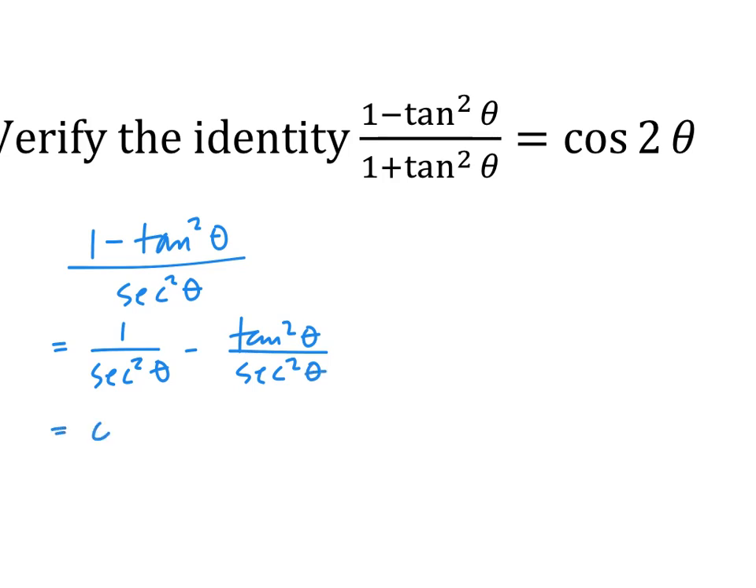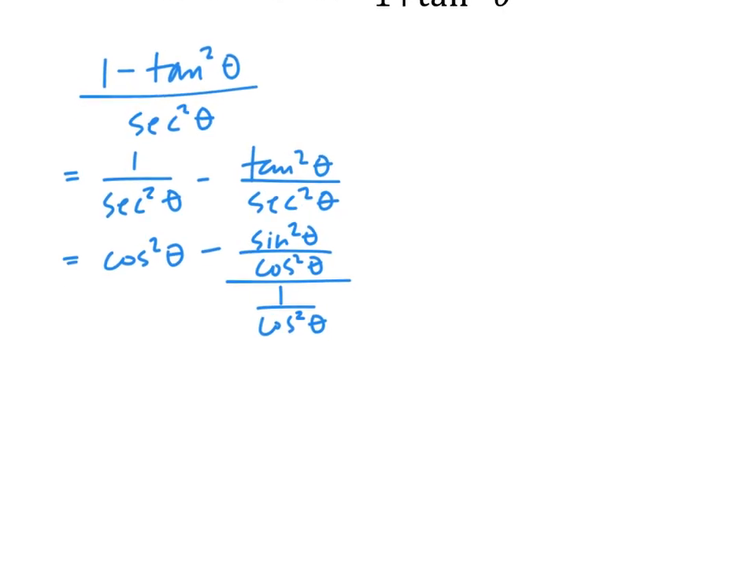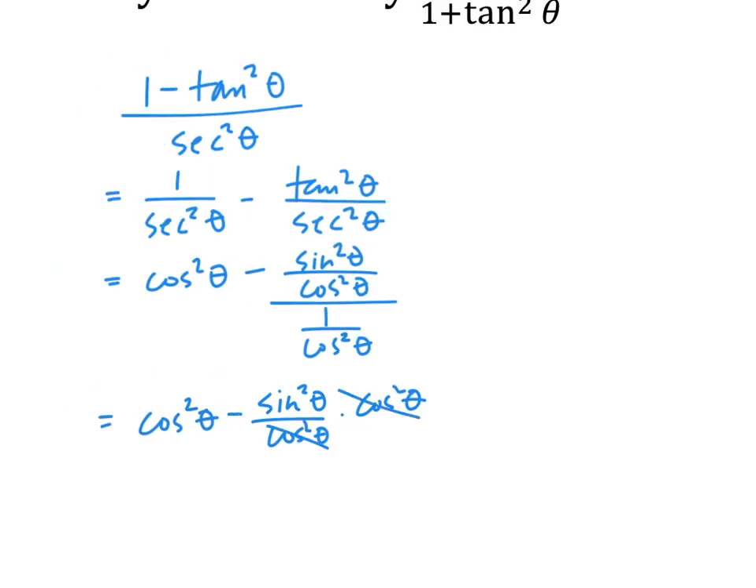1 over secant squared, I know that's cosine squared. Tangent squared, that's sine over cosine. And then secant squared is another 1 over cosine squared. Okay, I'm going to simplify that 1 on the right. So sine squared over cosine squared times cosine squared. That cancels, whoops. So that is cosine squared minus sine squared.